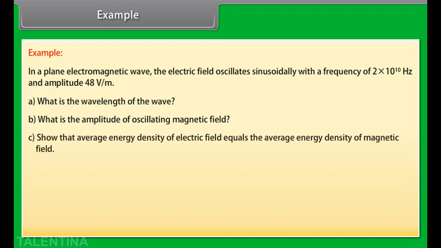Show that average energy density of electric field equals the average energy density of magnetic field. Let's see the solution. Given values are nu, which is equal to 2 into 10 raised to the power 10 Hertz, E naught equals 48 volt per meter.